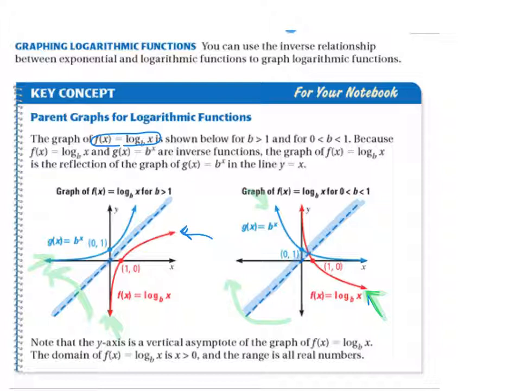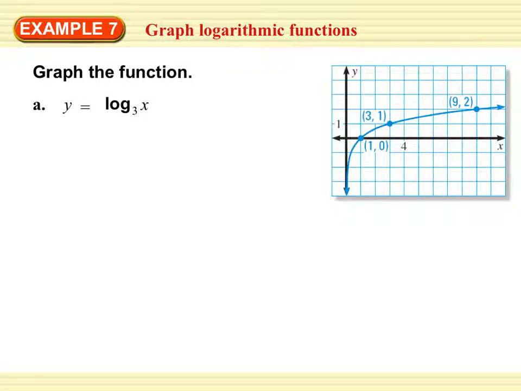Note that the y-axis is a vertical asymptote of the graph f of x equals log base b of x. The domain is x greater than 0, and the range is all real numbers, which is backwards from what we did in the last few sections, right? I know graphing is hard. I get it. Let's try, though.